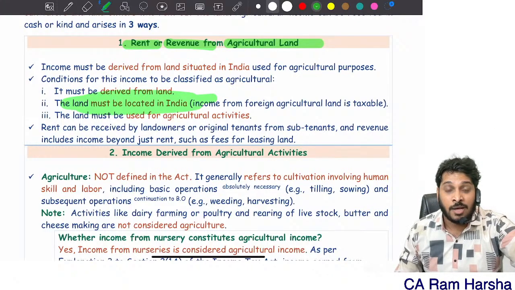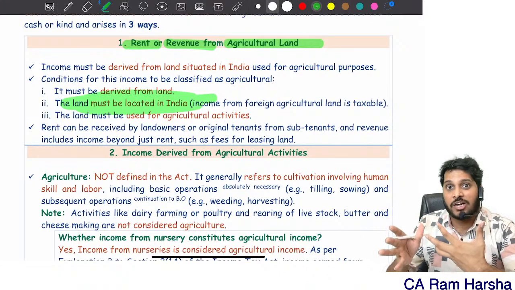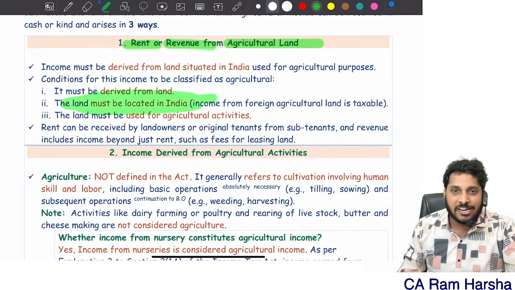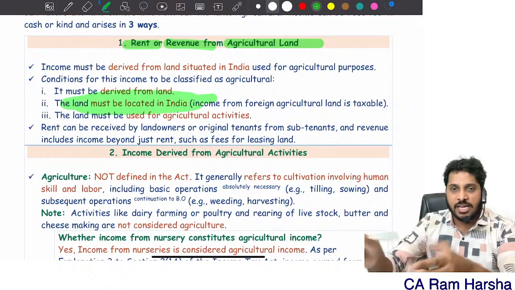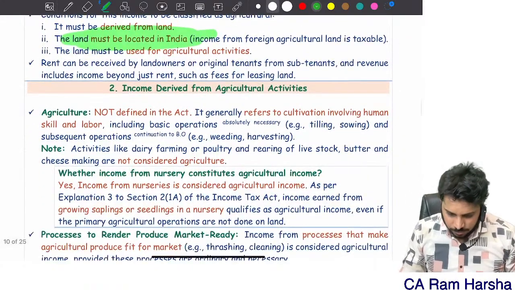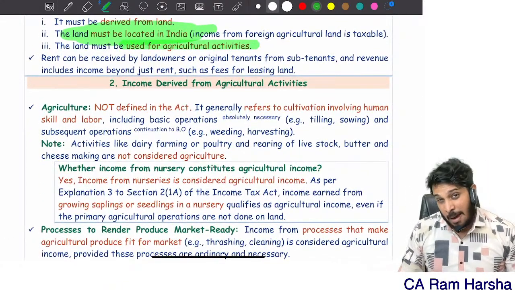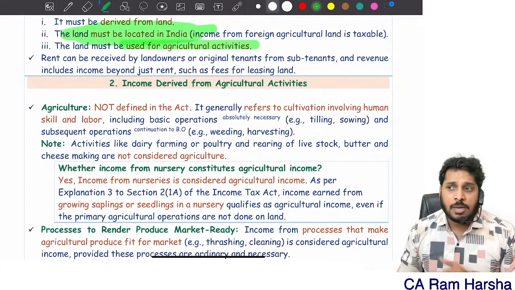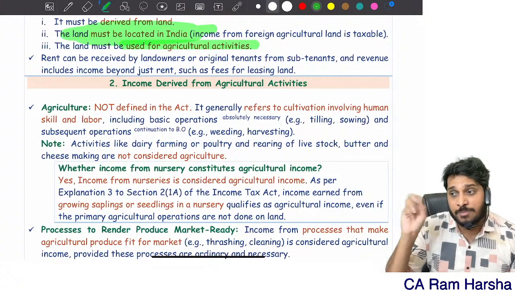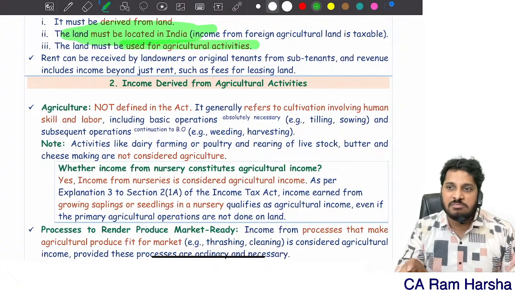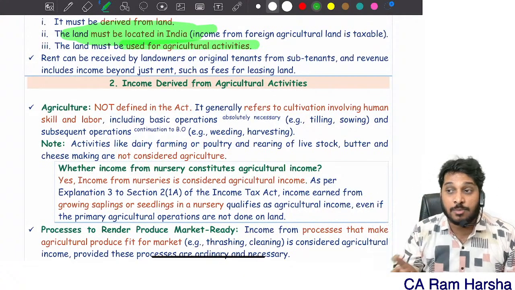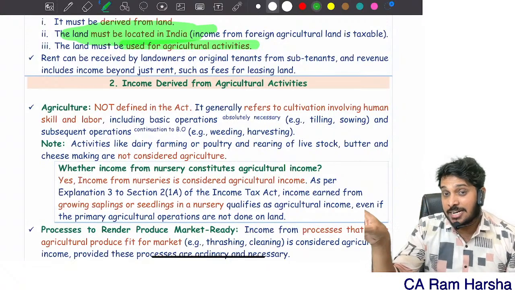That is fully taxable, and the aggregation concept I told you about will not apply. If agriculture land is in India, any income from that is fully exempted. And the land must be used for agriculture activities. Suppose I am renting it for movie shooting purposes, no exemption, fully taxable, because the revenue is not agriculture activity related.